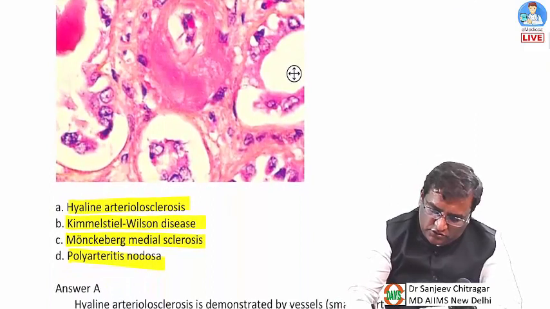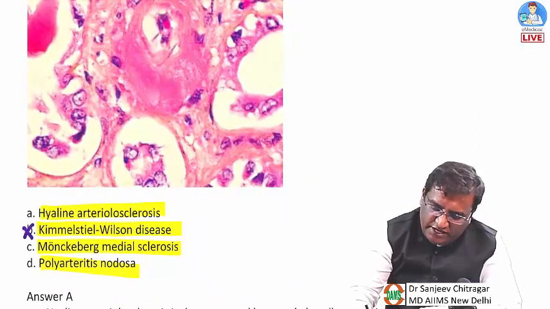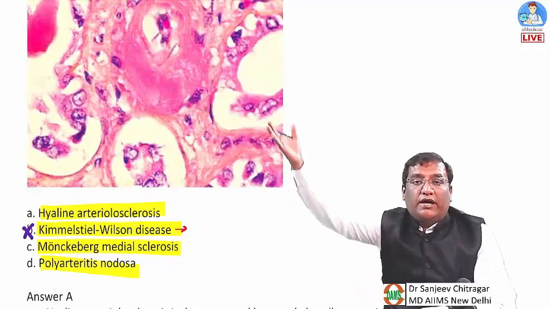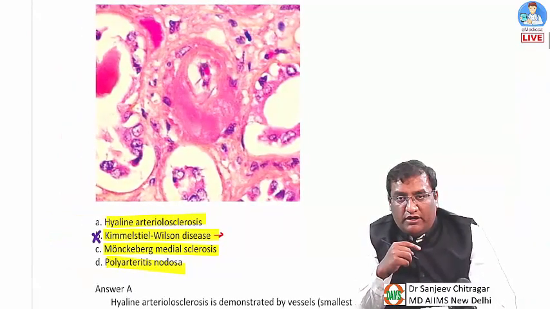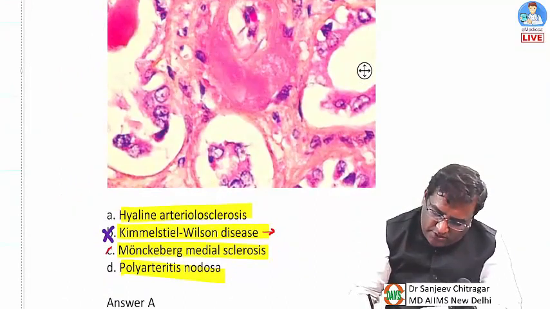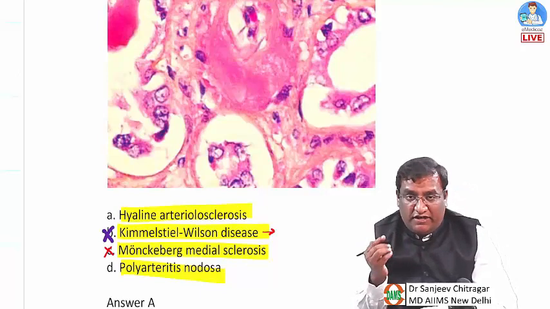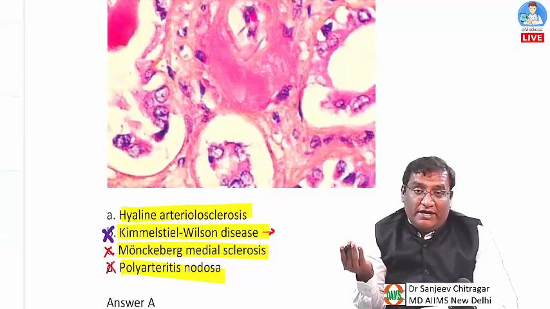Now let us look at what it is. First thing, it is not Kimmelstiel-Wilson lesion. Why? Because Kimmelstiel-Wilson lesion will happen in the glomeruli, and I don't see glomeruli here at all. So Kimmelstiel would have been in a glomerular disease. It is not Monckeberg medial sclerosis, as that usually happens in old age, not at 50 years. Not polyarteritis nodosa, because it will be associated with hepatitis B.